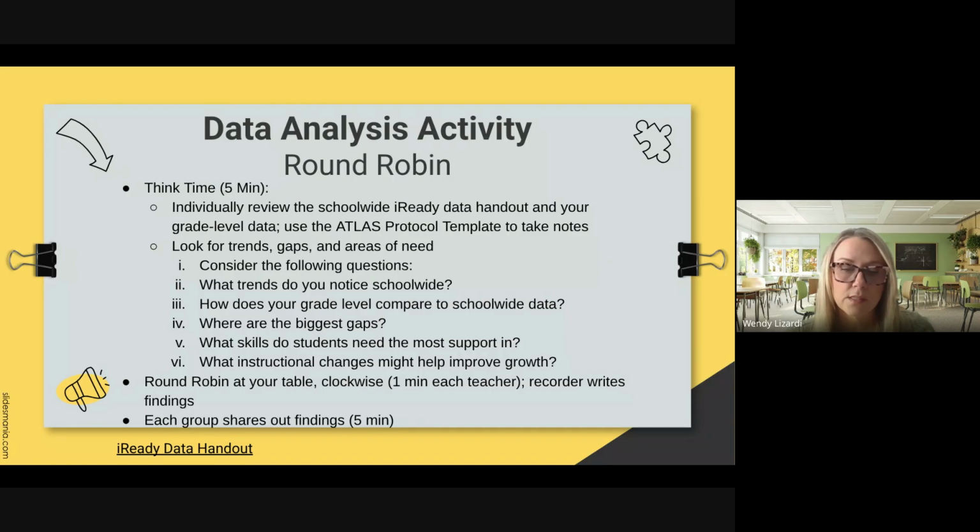So once we do that 5-minute think time, we're going to do a round robin. Each person at your table will have 1 minute to share. We do have a recorder. Your name tag was marked. So the recorder will write the findings. And then at the end, we'll have each group share out, and hopefully we see trends within our trends and gaps. So we'll go ahead and start that now.